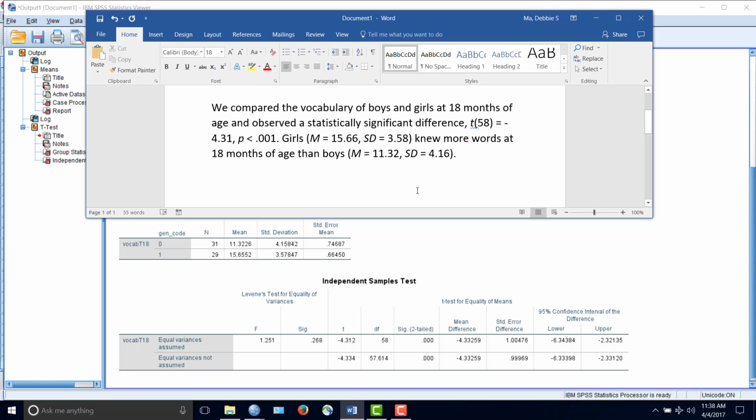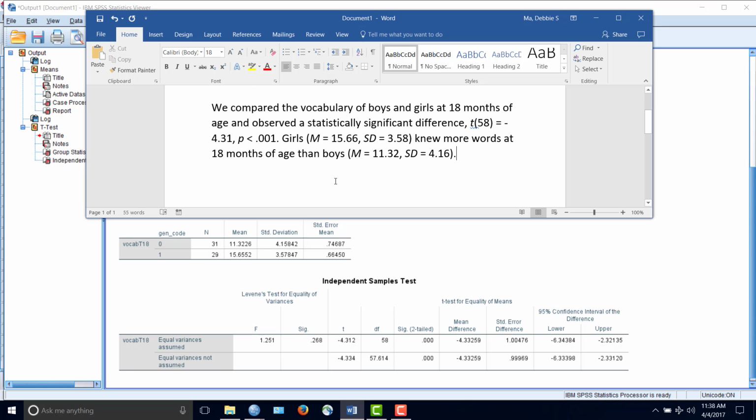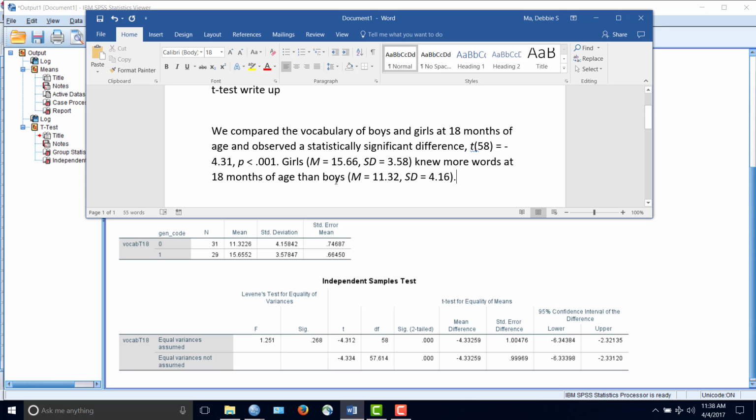So the write-ups are very similar to what you are familiar with doing before. You use that language of no evidence of a difference instead of saying that there's no difference. Okay? So that is how you write up a t-test for a between subjects t-test.